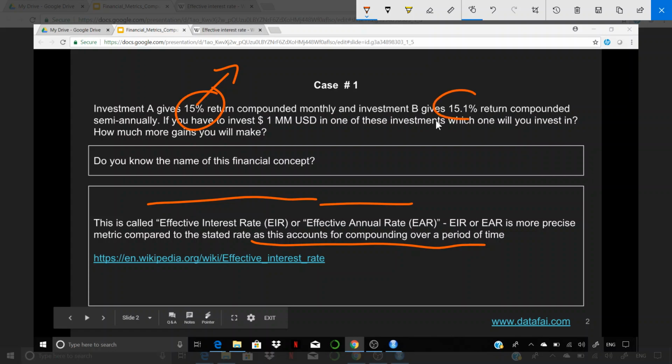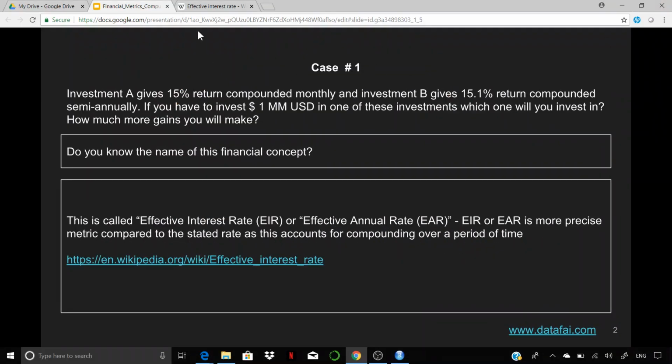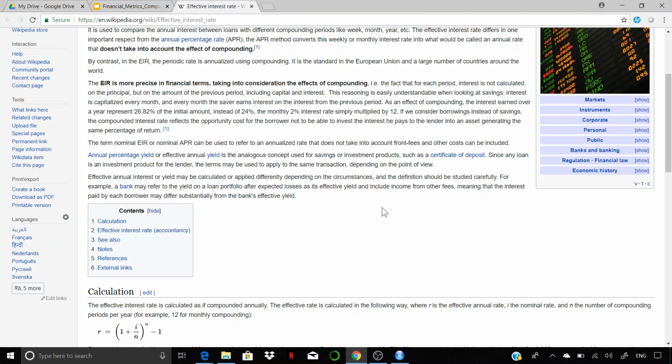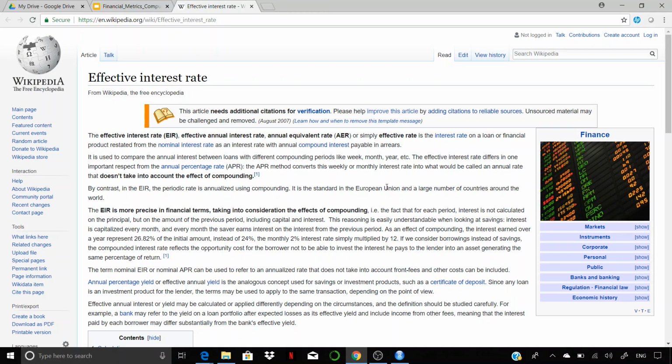Similarly, in this investment as well, when the stated or nominal interest rate is 15.1, the actual interest rate will be different, right? So the mechanism that we follow for that is basically the effective annual rate or effective interest rate. So let's just go to Wikipedia and look at the definition very quickly. So this is the link that I have there.